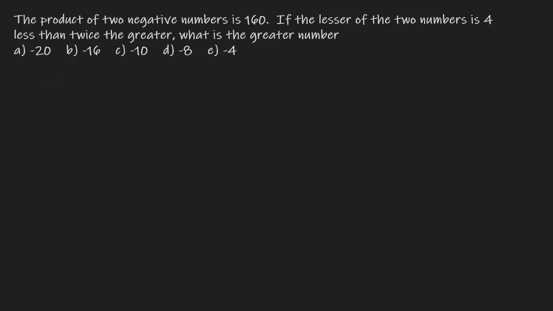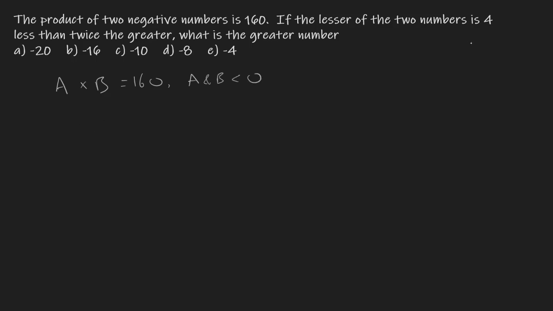Essentially, we have two numbers. Let's call them A and B. The product of them, so we multiply them together, gives you 160. And it is also worth noting that they're both negative, so A and B are less than 0.